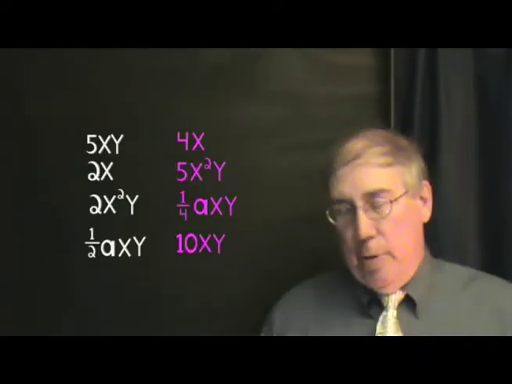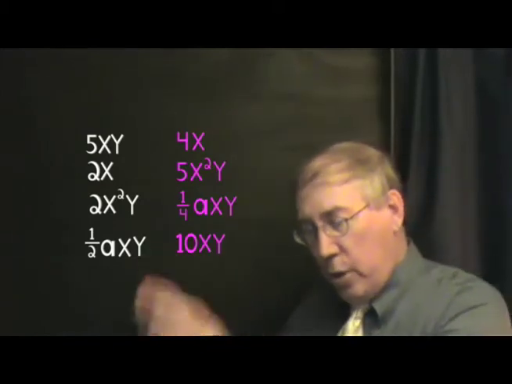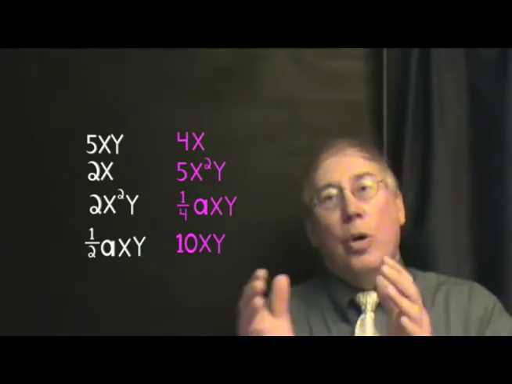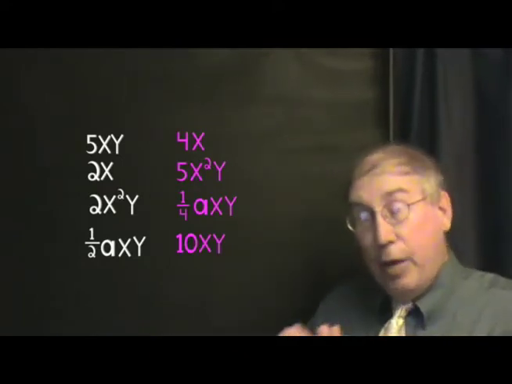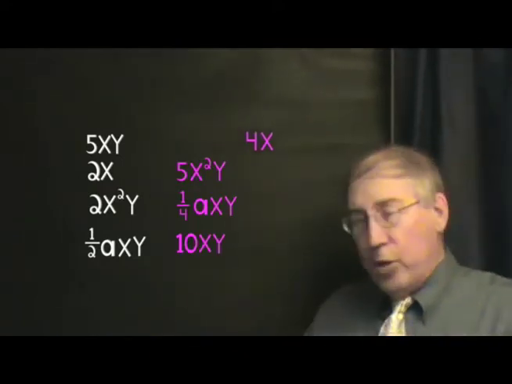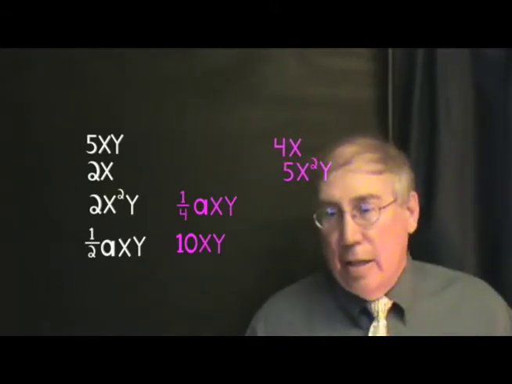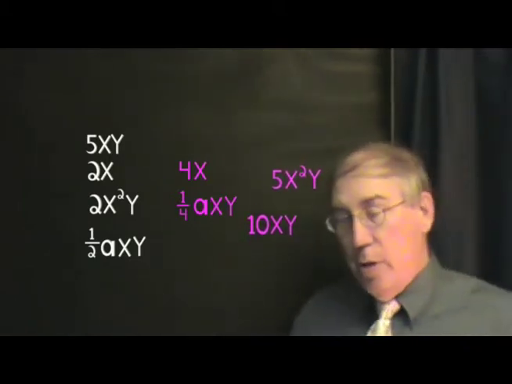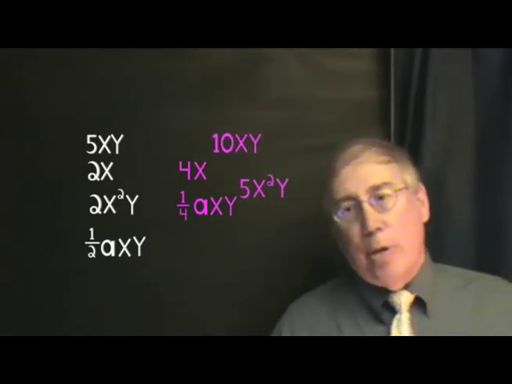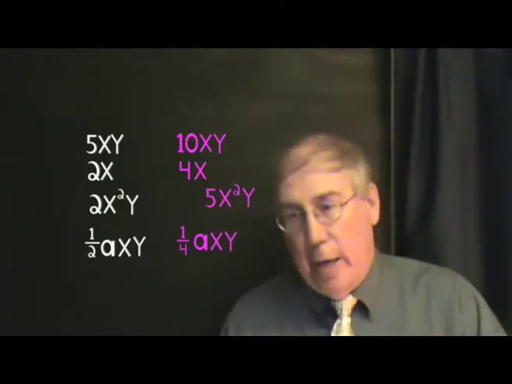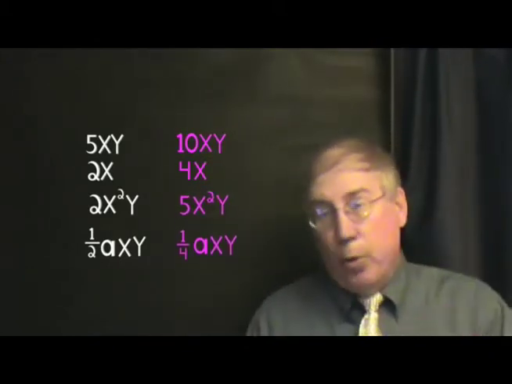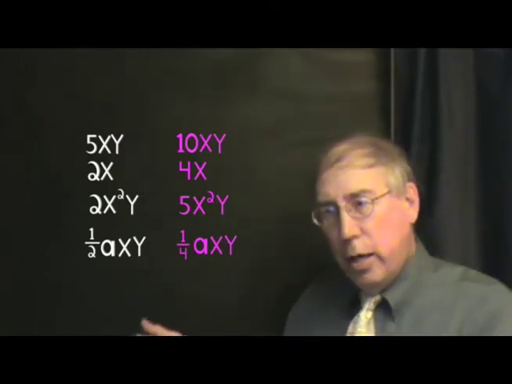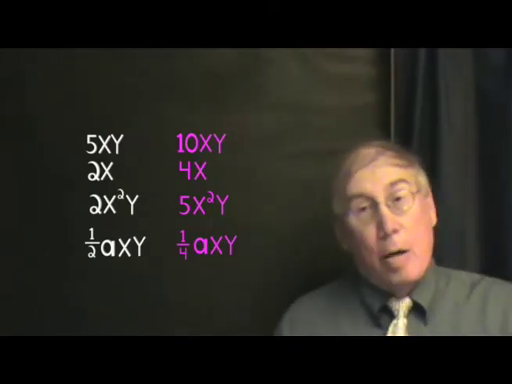Now, here we have a table, and we have 2 columns. What we're going to do is match them up so that we have like terms. So if we scramble around, let's see which ones go together. Notice the 5xy, our first one on the left hand side. It matches up with 10xy. They both have xy in them. The 2x and the 4x, they both have x in them. The 2x squared and the 5x squared y, they both have an x squared and a y, and so on. They have the same variables.